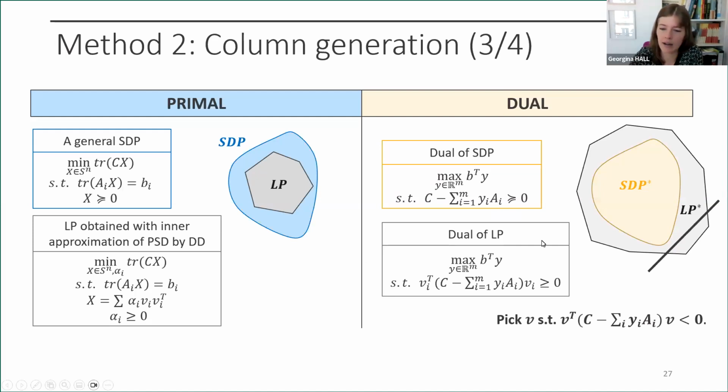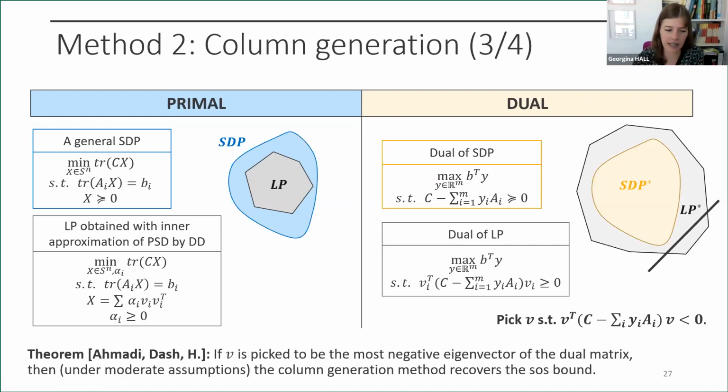So basically, the dual of this LP will contain, because it's an outer approximation, V's for which V transpose C minus sum of y_i A_i V is negative. And if we want to go towards the dual SDP, then we'll just pick a V such that this inequality is satisfied. So essentially, we're trying to go towards the setting where this matrix is positive semi-definite by adding an inequality that's currently violated. And we can show that we have convergence of this kind of method.